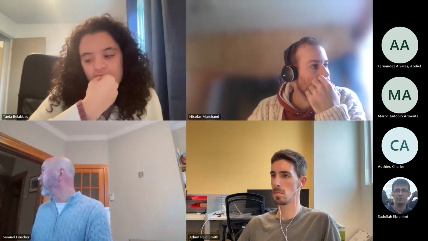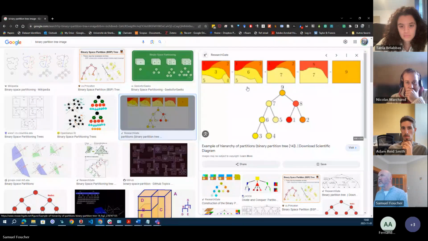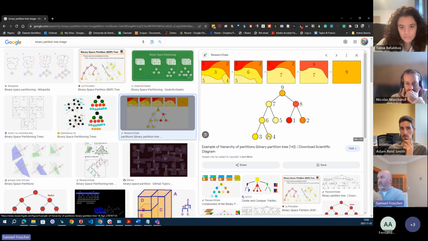Yeah, it's a way to get a more efficient representation of your image. I have an example here. So you partition your image in segments, and you have a top-down representation of the image in terms of proximity or similarity between each of the regions.